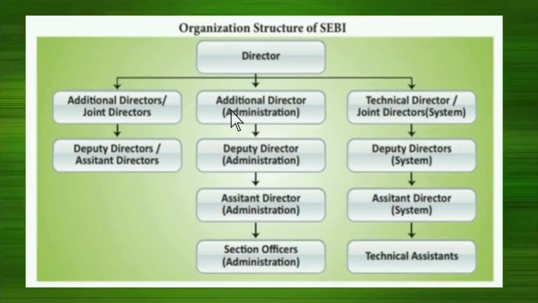Now under this additional director, he is working for the purpose of administration. So under him he has three people: one is deputy director, another one is assistant director, and then selection officer. Now under a technical director, he has one deputy director, one assistant director, and another one is technical assistant.